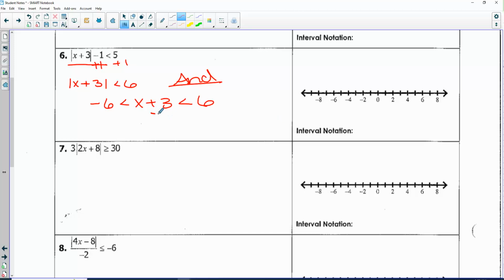Okay, now we're solving that compound inequality. So we subtract our 3's. So we have negative 9 less than x less than 3. So it's an and. We know that just means it's in between the two numbers. No equal to mean we have open circles. And we're going in between the two.